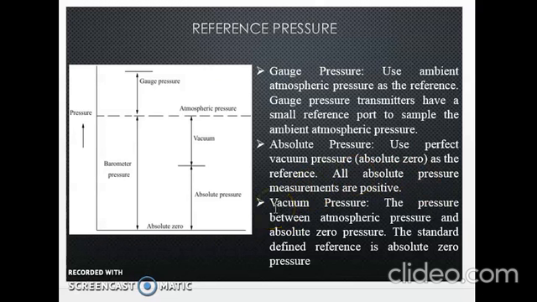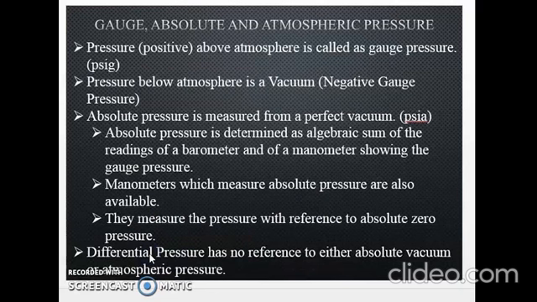The next reference pressure is vacuum pressure. The pressure between the atmospheric pressure, shown by this dotted line, and the absolute zero, the bottom line I am highlighting here, is the vacuum pressure. The standard defined reference is usually absolute zero pressure, shown by the bottom line in this figure. The gauge pressure, absolute pressure and atmospheric pressure are abbreviated here.